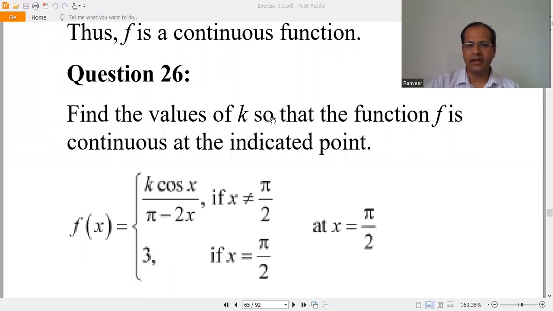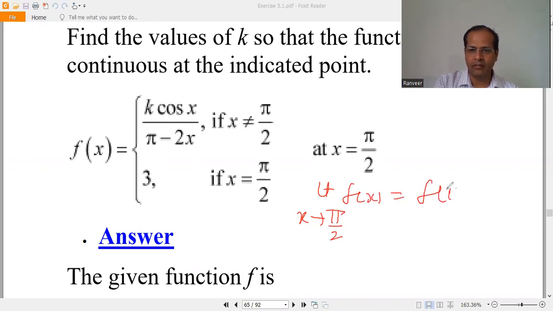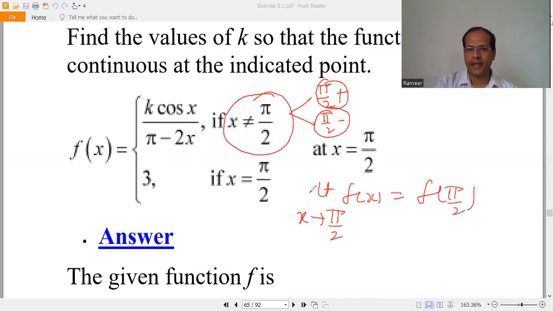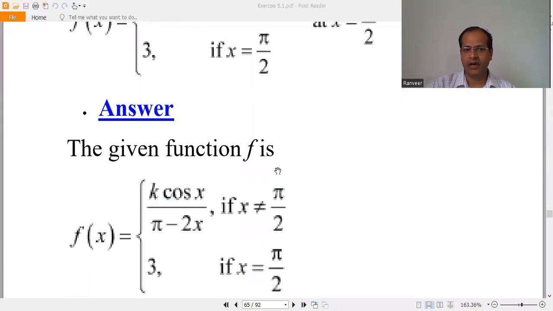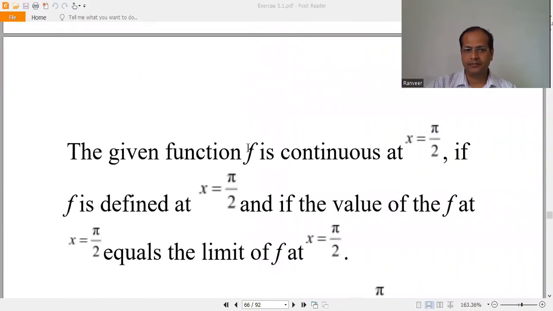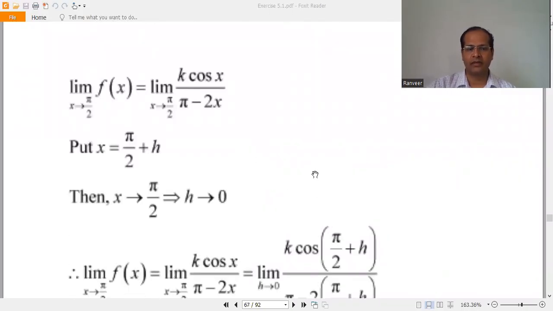Now, find the value of k so that the function is continuous. In this case, we know that if it is continuous, then the limit as x tends to pi by 2 of f(x) equals f of pi by 2. Because x is not equal to pi by 2, the values at pi by 2 plus and pi by 2 minus are both the same. Correct? Both values are the same. So in this case, we can find it easily. We just have to evaluate the limit. This is the way of evaluating the limit.